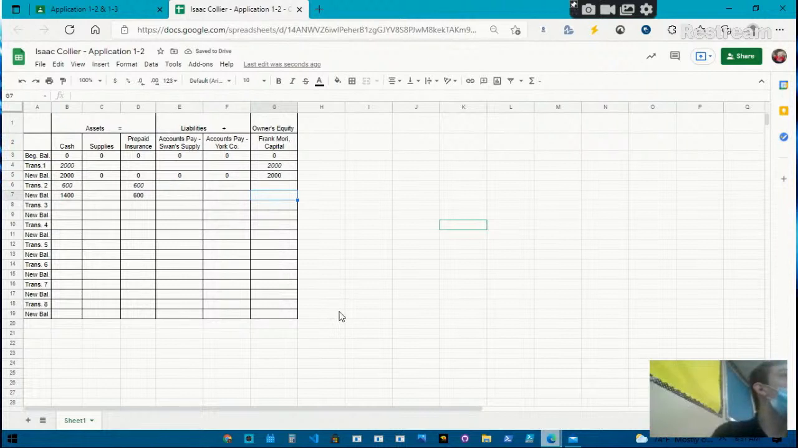If you need me, I'm gonna be walking around. We're doing application 1-2 and 1-3. When you get to the bottom, make sure all your assets equal all your liabilities and your owner's equity. Like, do a little formula over to the side, add those 3 numbers, make sure they equal. So, let's work.